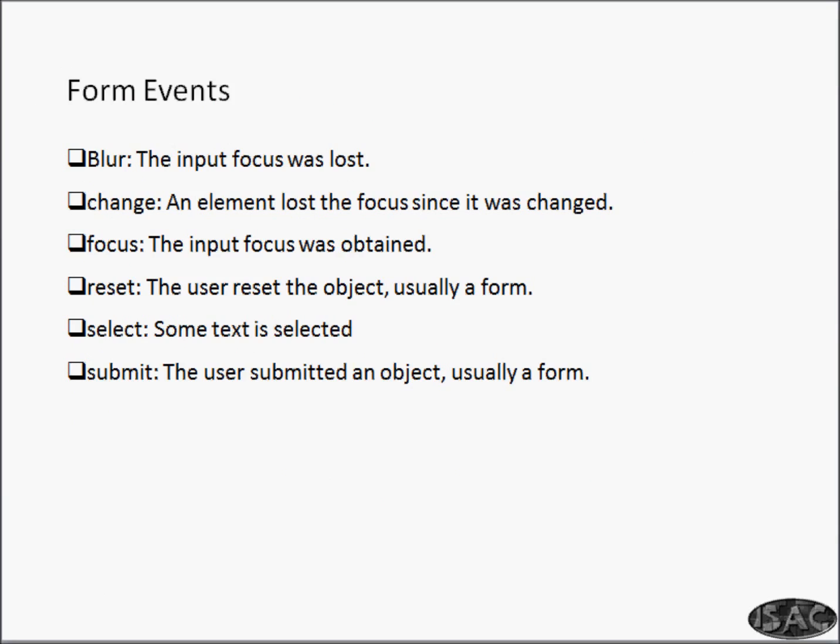In the form events, we have on blur, on change, on focus, on reset, on select, and on submit. On blur means once we lose the focus from one field, some method will be invoked, so the input focus is lost. On change, the element lost the focus since it was changed. On focus, as we get inside the field and the focus is obtained. On reset, the user reset the object, usually a form. On select, some text is selected, like we select like this. On submit, the user submitted an object, usually a form. Generally in the form, once I submit the form, something will happen. These events are all related to the form only.